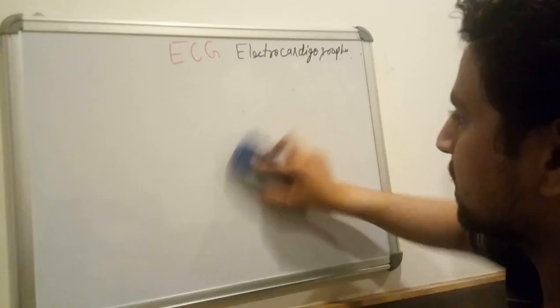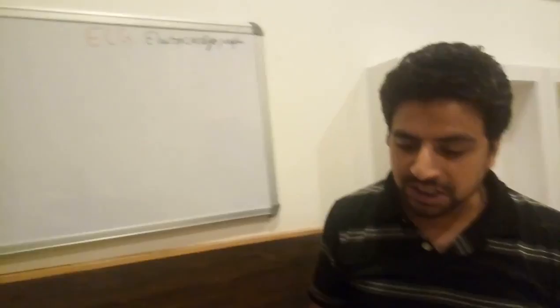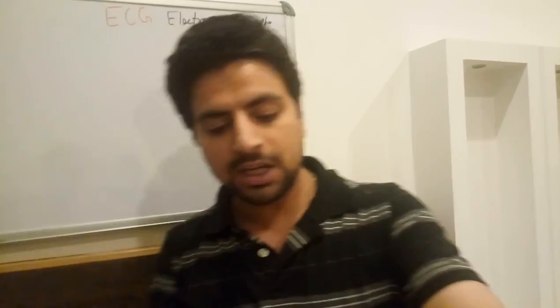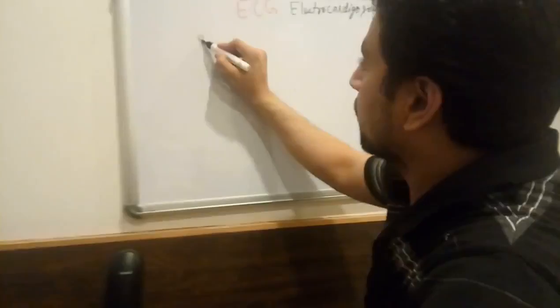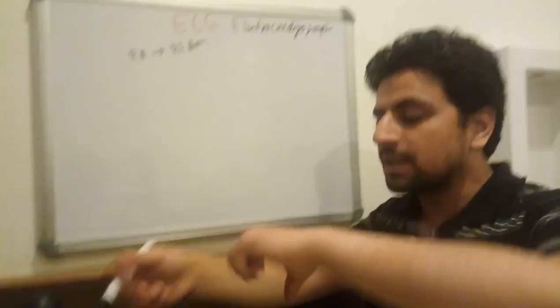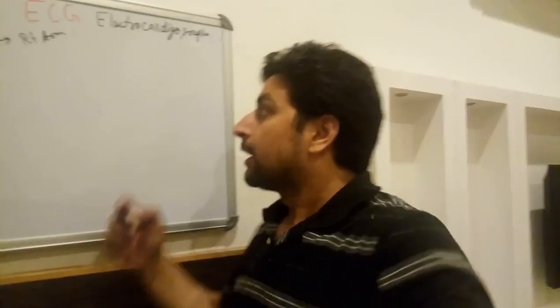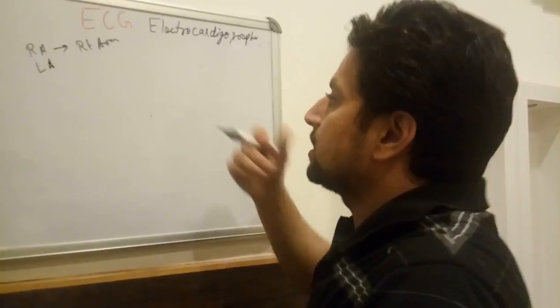Now I have explained so many things, and it's time to explain some more important things about the ECG, about the electrodes. There are a total of 12 leads. RA represents the right arm. We place an ECG electrode here on the right arm, see here, this way. And then the left arm, another electrode here, LA, the left arm.